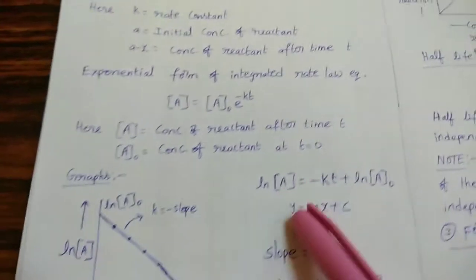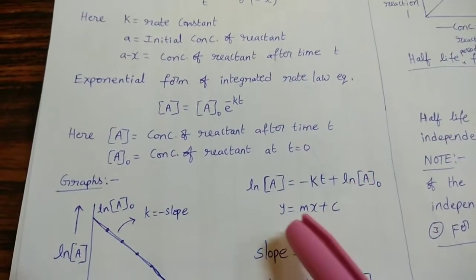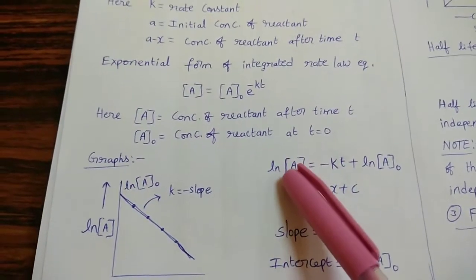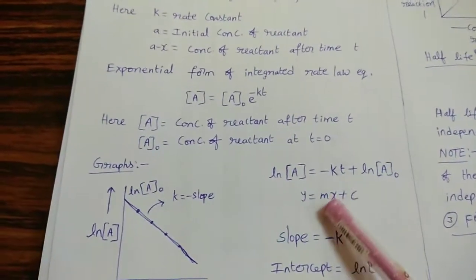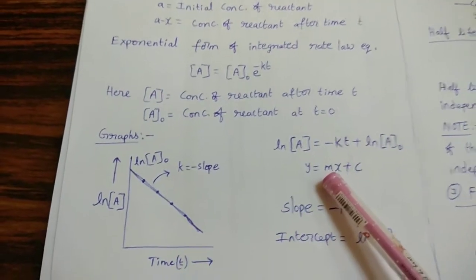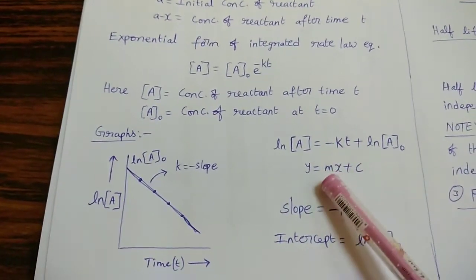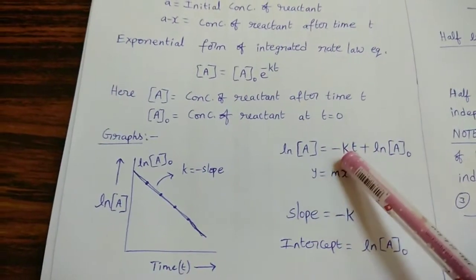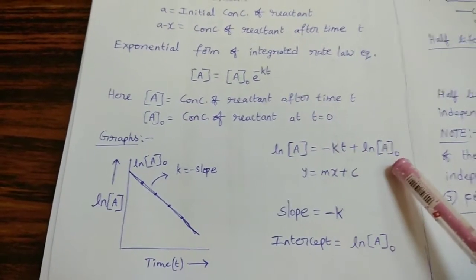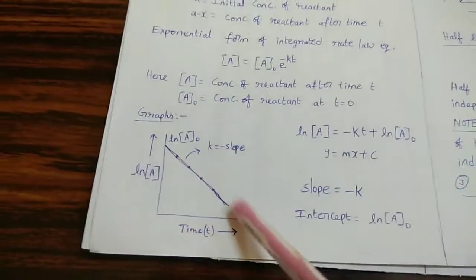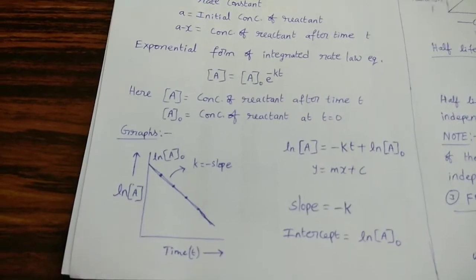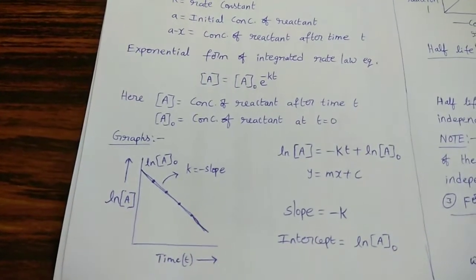So this expression is similar to y equal to mx plus c. This parameter is on the y-axis, and here this t is on the x-axis, and m means slope. So here slope means minus k, and here c means intercept. Intercept is ln A naught. So if we get this type of line for the given data for any reaction, then we can conclude it follows first order reaction.